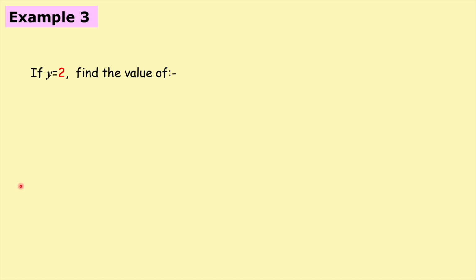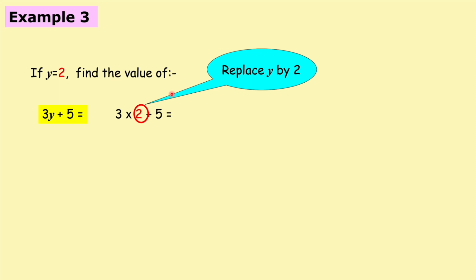Okay, third set of examples. This time we are told that y equals 2. So we have to find the value of 3y plus 5. We're going to be applying our BODMAS skills in these questions. So this means 3 times y, and then we're adding on 5. If we replace the y with 2, we will get 3 times 2, add 5. Using our BODMAS skills, we need to do the multiplication before we do the addition. So 3 times 2 is 6, and then add 5 is 11.